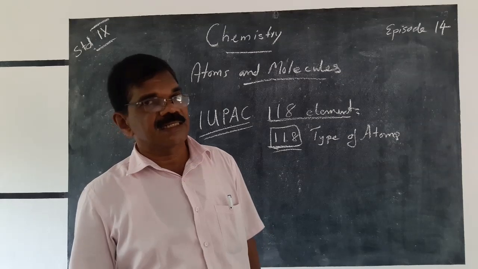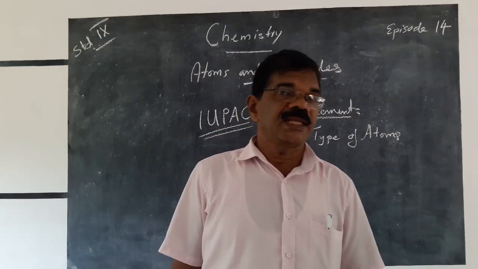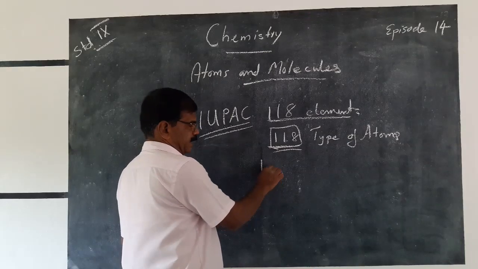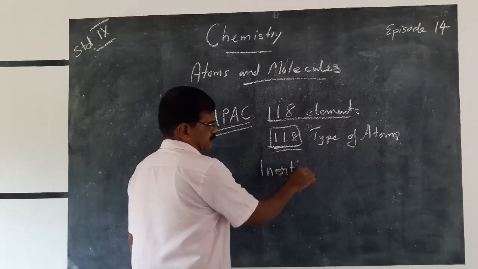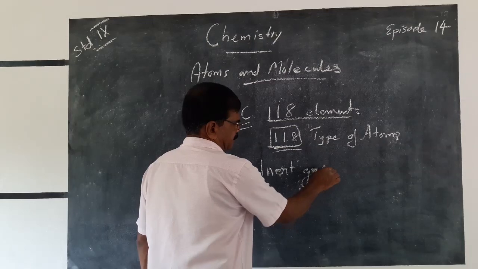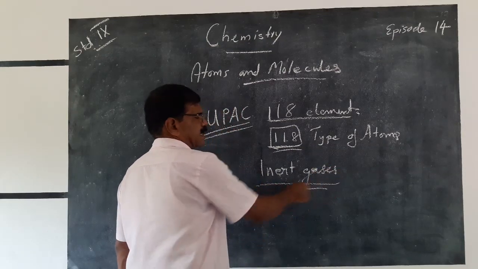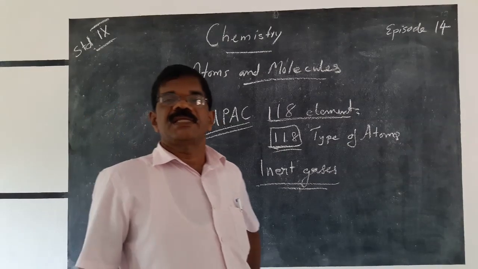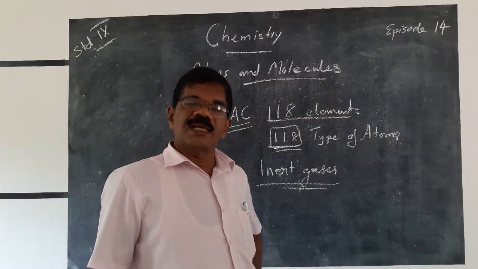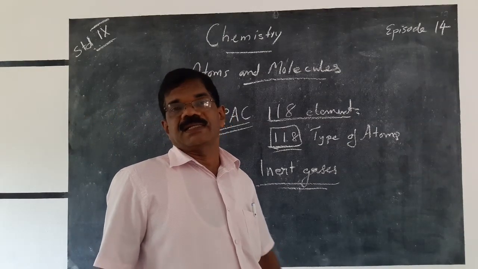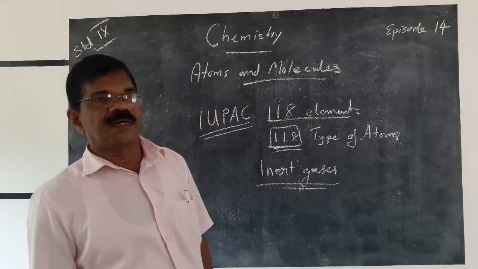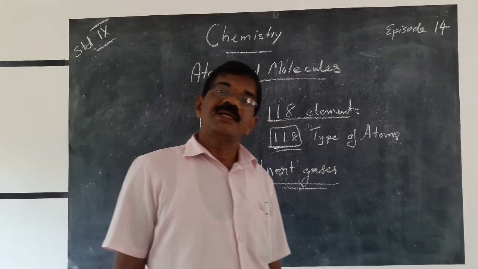What are the inert gases? Helium, neon, argon, krypton, xenon and radon. The atoms of these inert gases are found in the free state in the universe. Similarly, certain non-reactive metals like gold and platinum are also found in the free state.